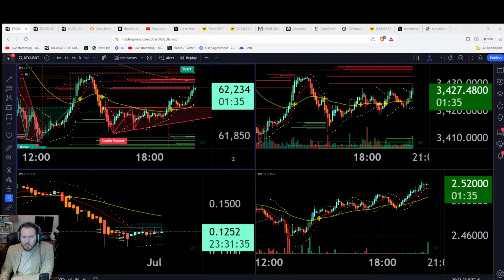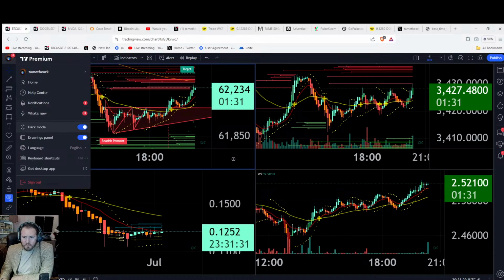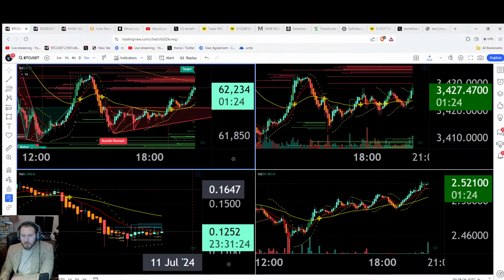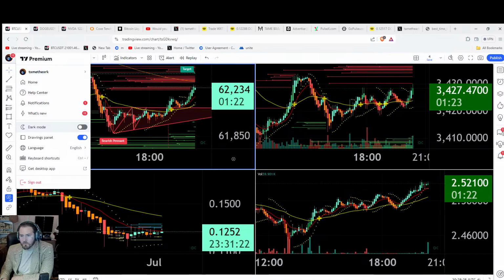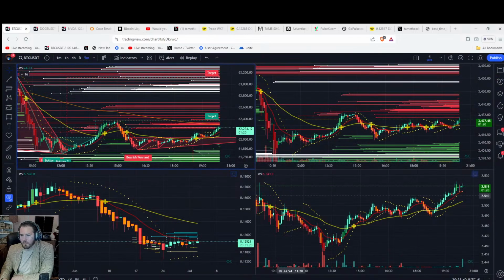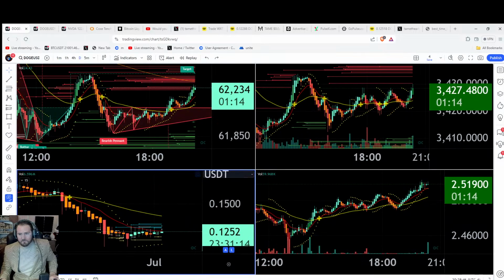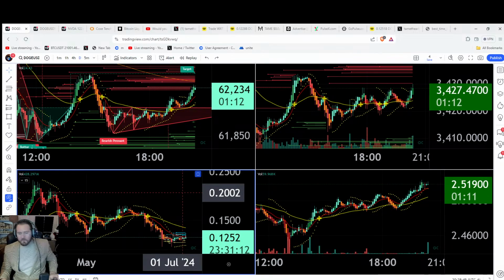So in TradingView, if you click your profile picture or the hamburger bars, whatever you see on the top left, you can change it from dark mode to light mode. Some people prefer this. This is light mode, dark mode. See what light mode looks like? Let's change it back to dark mode. Oh no. It changed my font size. So if you mess up on TradingView, just hit Control Z.